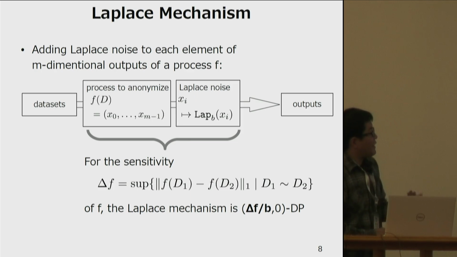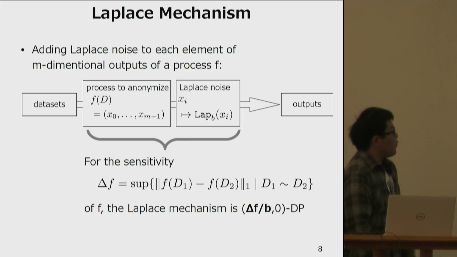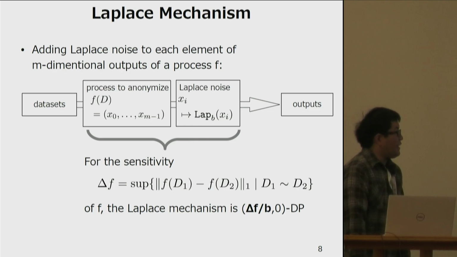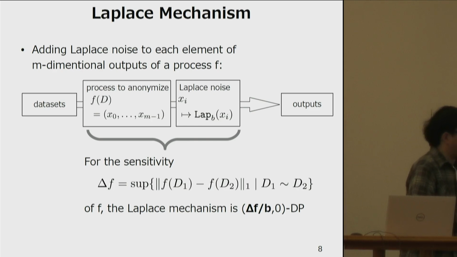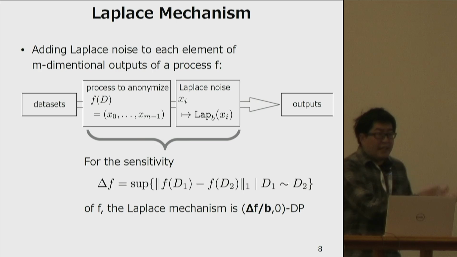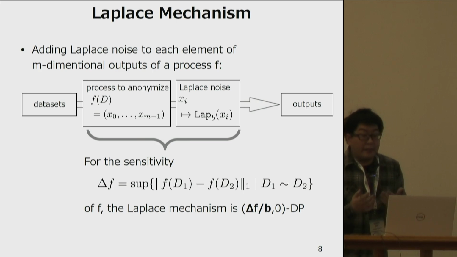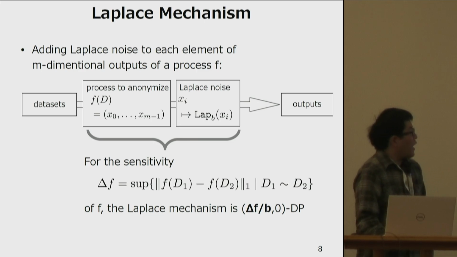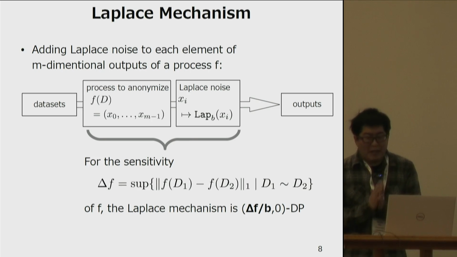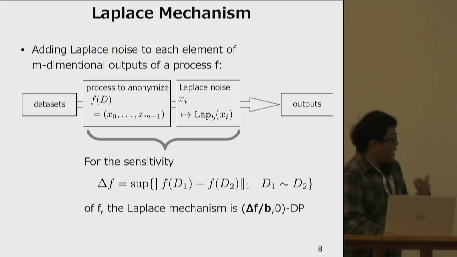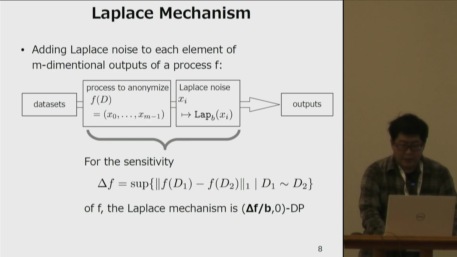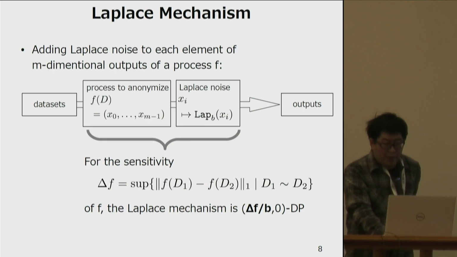So we can discuss the differential privacy of the Laplace mechanism. We use the sensitivity of the process F. Sensitivity is defined by the least upper bound of the difference between F(D1) and F(D2), where D1 and D2 are adjacent data sets. Using this adjacency, the Laplace mechanism is (ΔF over b, 0)-differentially private. So it is a typical example of differential privacy.